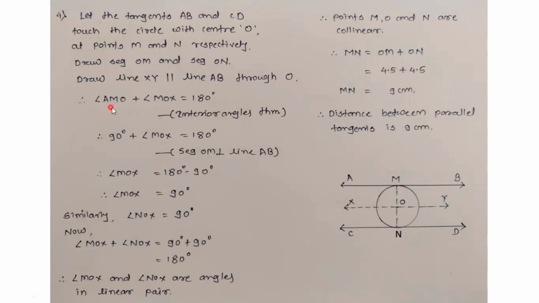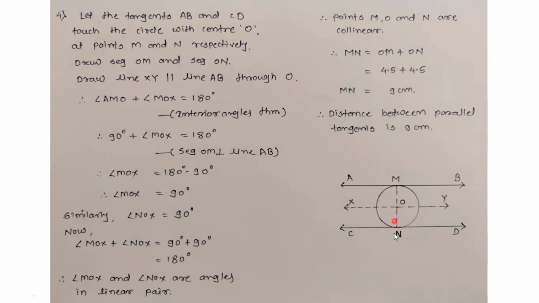We know that if two lines are parallel, interior angles are supplementary. That's why angle AMO plus angle MOX is equal to 180 degrees. Out of which angle AMO is 90 degrees because AB is a tangent and OM is the radius, and we know that a tangent is perpendicular to the radius by the tangent theorem. So we replace angle AMO by 90 degrees: 90 plus angle MOX is equal to 180. If we transfer 90 to the right hand side, we get the measure of angle MOX is equal to 180 minus 90, that's 90 degrees.